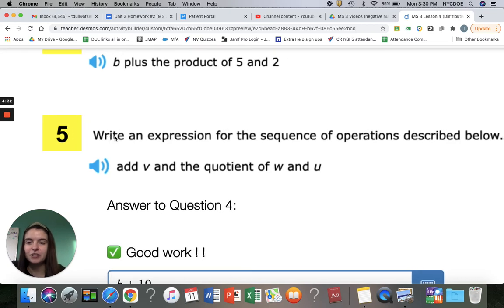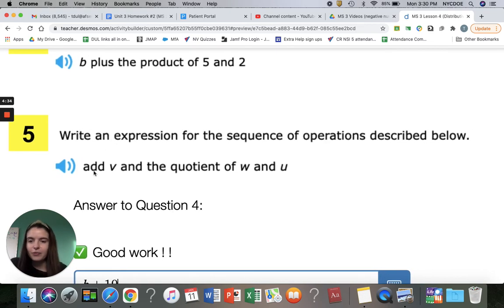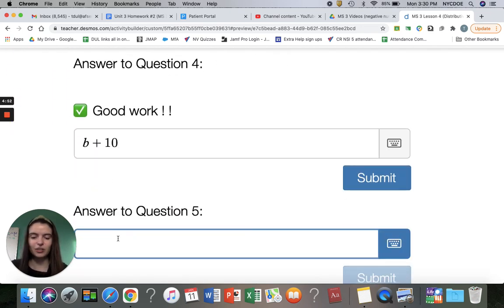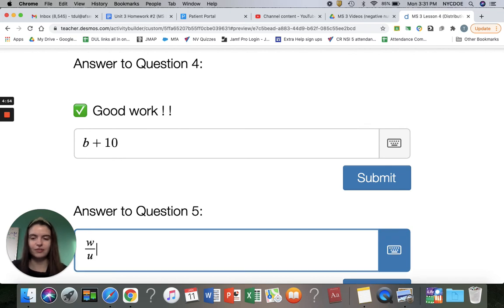And lastly, question 5. What if we had to write an expression for this? Add V to the quotient of W and U. Quotient meant divide. So we're going to take W and divide it by U, and then we're adding V. W divided by U, then we're adding V.